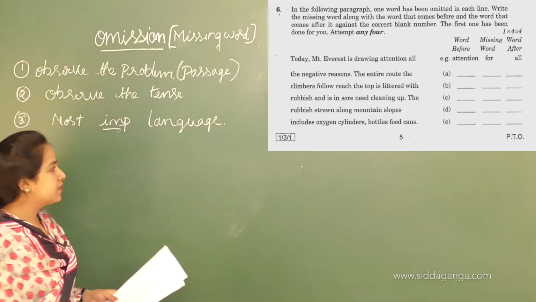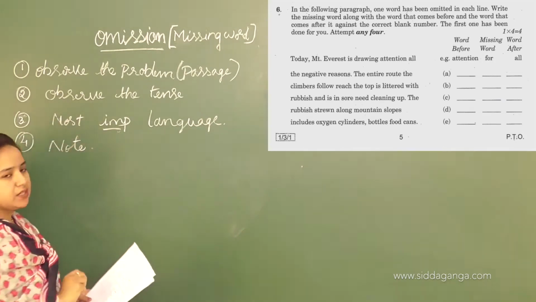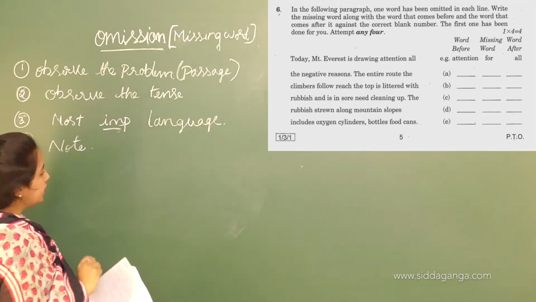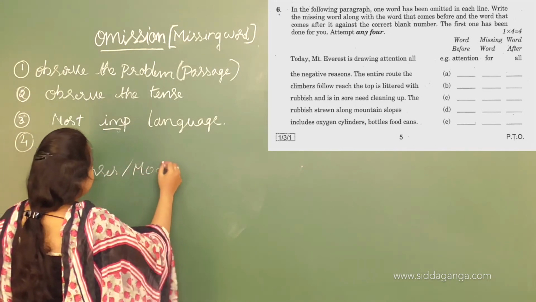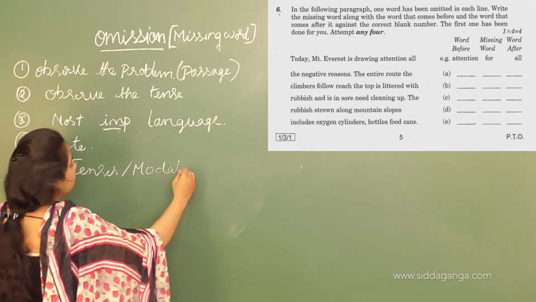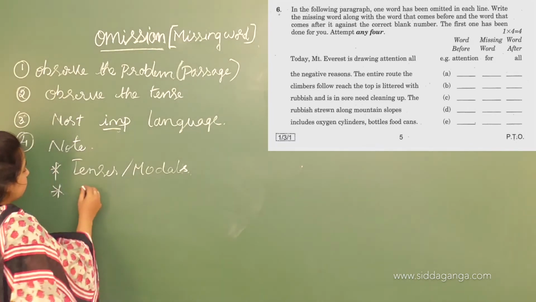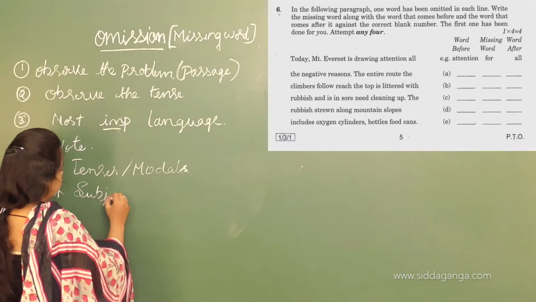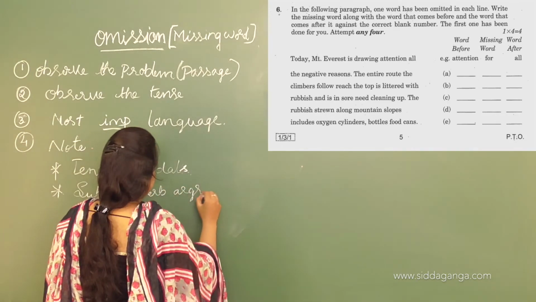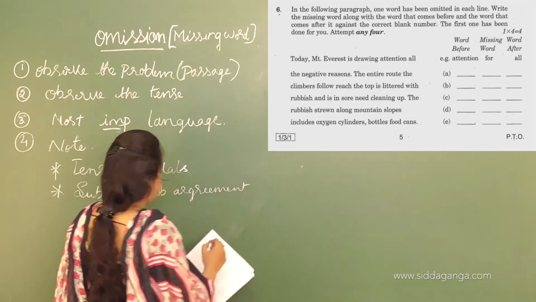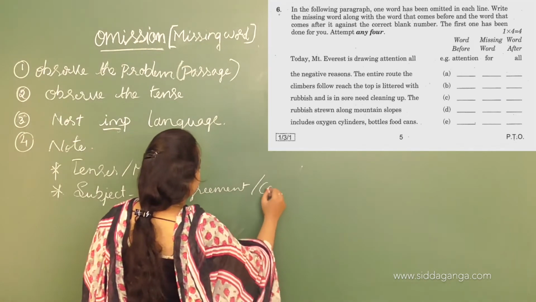And the next is the note. What is the note here? It tells about tenses. So again I am repeating, because it tells about grammatical points. Tenses, and the next is subject verb agreement, or you may call it subject verb concord.